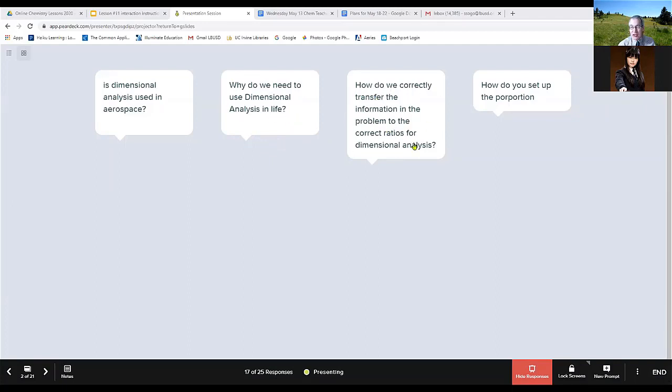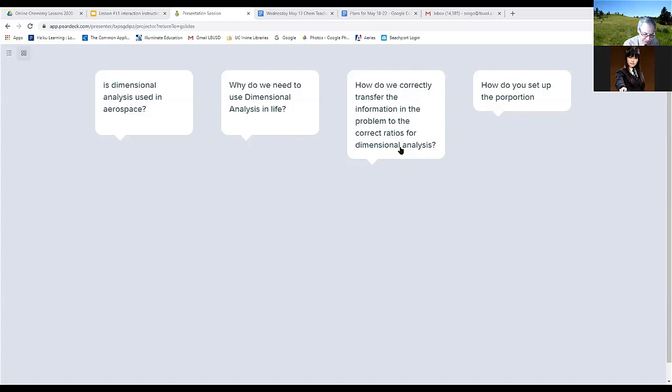So it's not just used for science, though typically you learn it in science. These next 2 questions are more specific, saying, how do I know which numbers to put in and where do they go? And that's what today's lesson will be about. How do I know where to put the numbers and set it up properly? Okay, thank you for your responses. Going to go forward now to our first example.